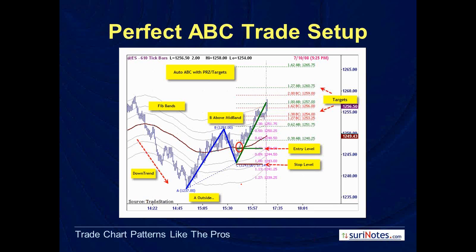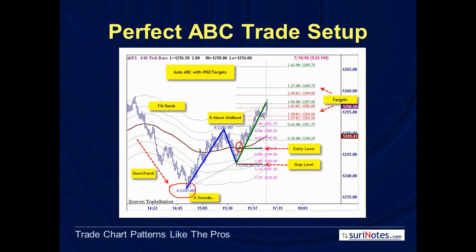What I'm looking for in a perfect ABC setup is, first of all, a downtrend in the market, and then I want an A to form absolutely outside the extreme band of the fib bands. That tells me that A is outside, which means it's completely oversold. When the price started making this AB leg, even at that point I do not know that this is an ABC. But what I am looking for is that the price must trade above the mid fib band.